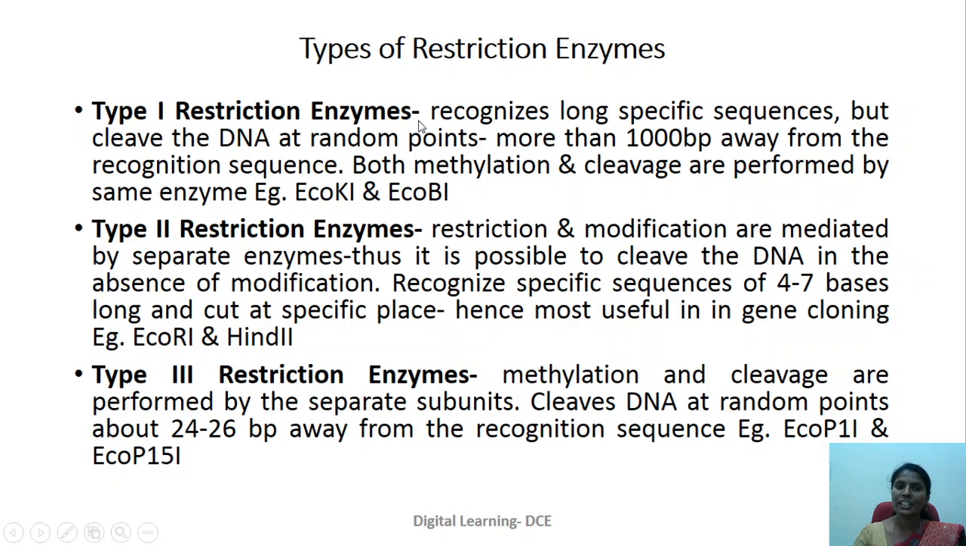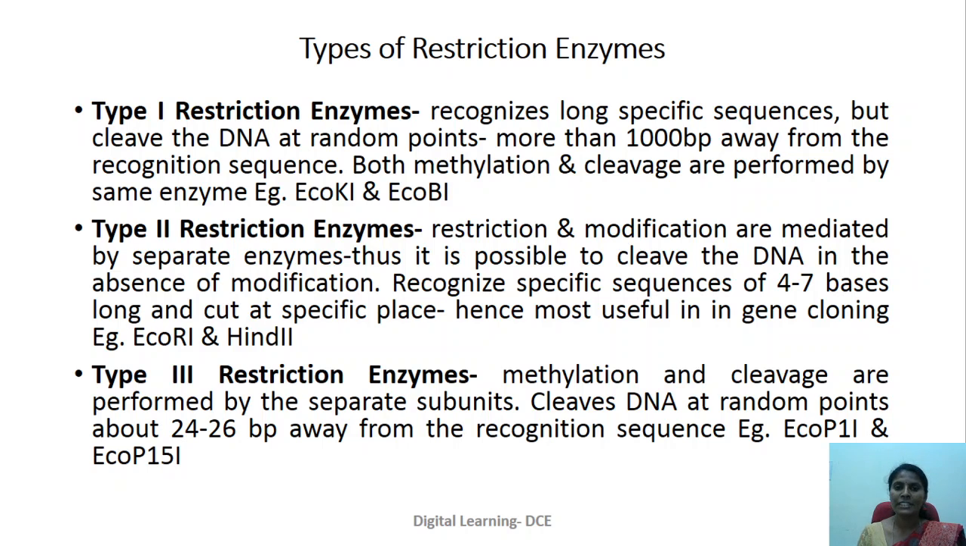Type 1 restriction enzymes recognize long specific sequences but cleave the DNA at random points more than 1000 base pair away from the recognition sequence. Here, both methylation and cleavage are performed by the same enzyme. Type 1 restriction enzymes include EcoK1 and EcoB1.